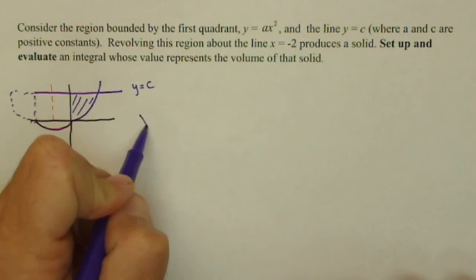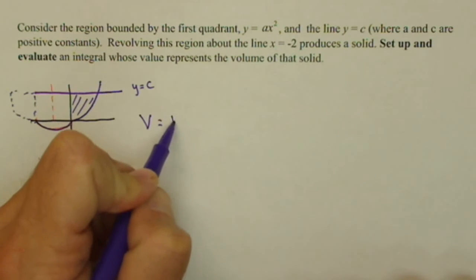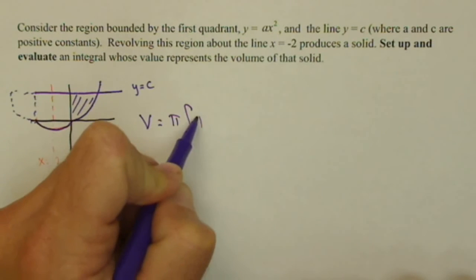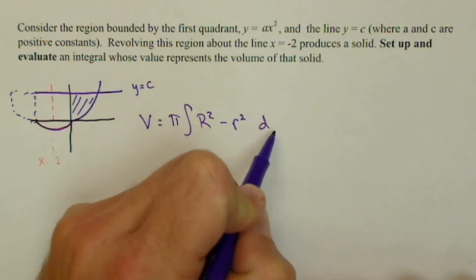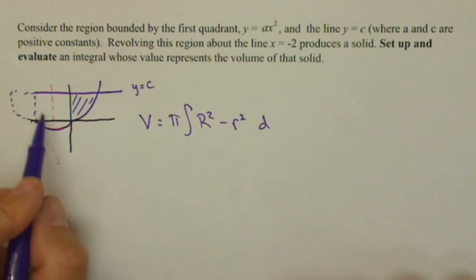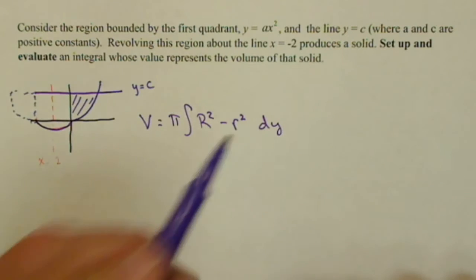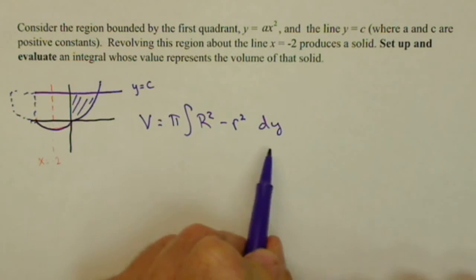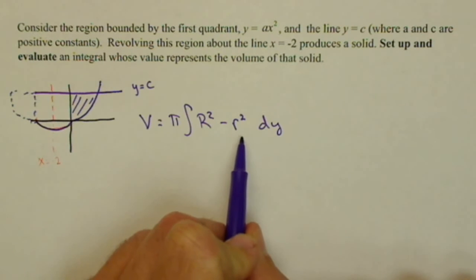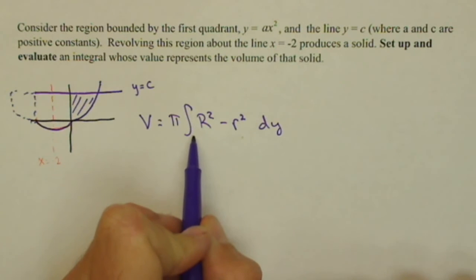And so to calculate the volume, we're going to have pi, and we're going to have a big radius squared minus a little radius squared. And because we're going around a vertical axis, it's going to be dy in terms of a washer method. So we have to identify our big radius, little radius, and also our limits.